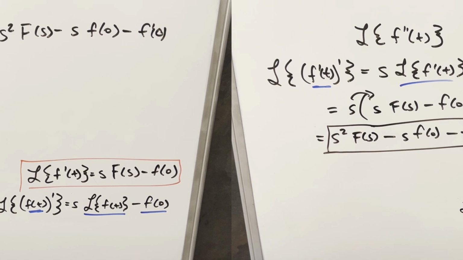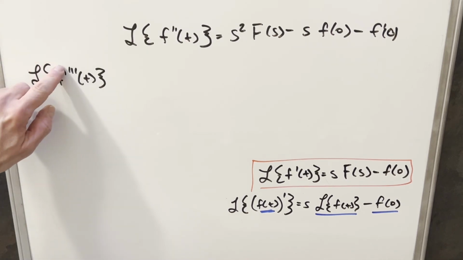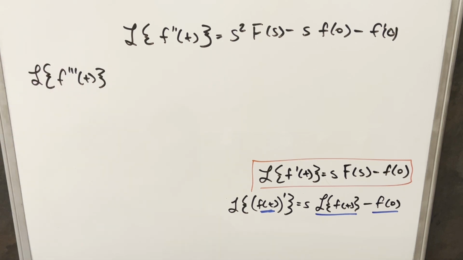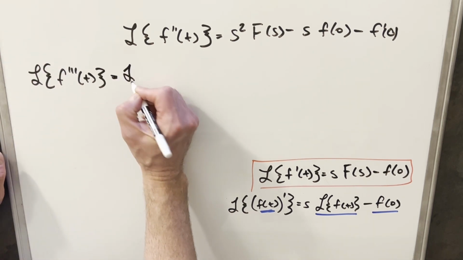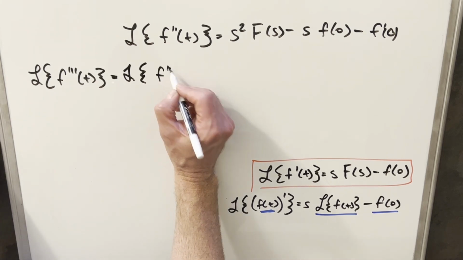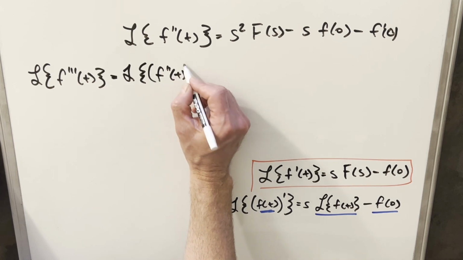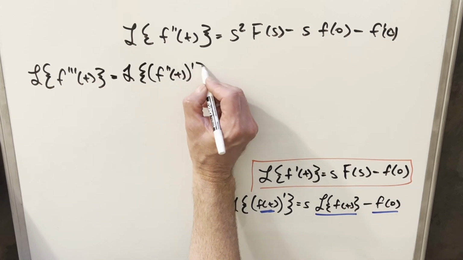So now let's build on that and do this again to find the Laplace transform of the third derivative of f of t. And we'll do the exact same thing. We'll just rewrite this. We'll write this as the second derivative of t, and we'll take the derivative of that in order to get the third derivative.